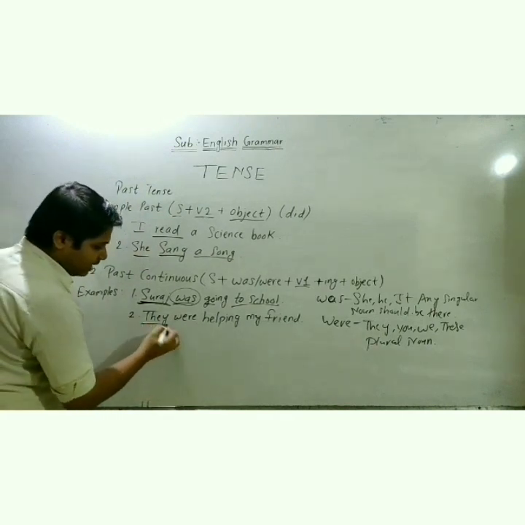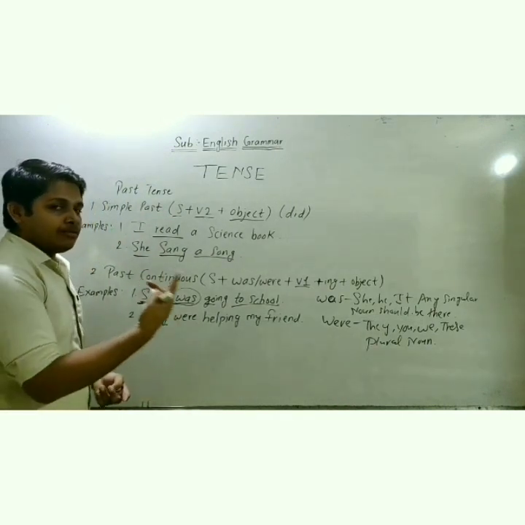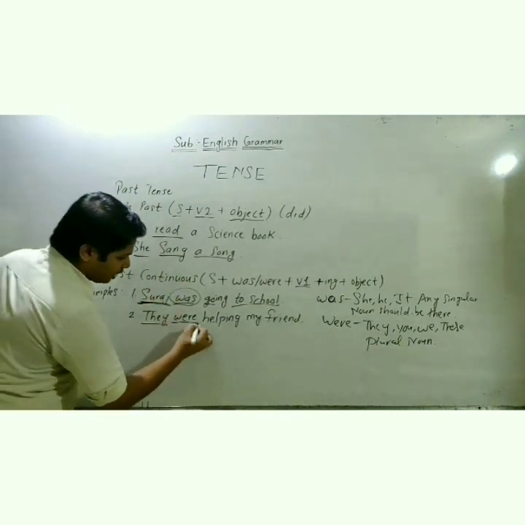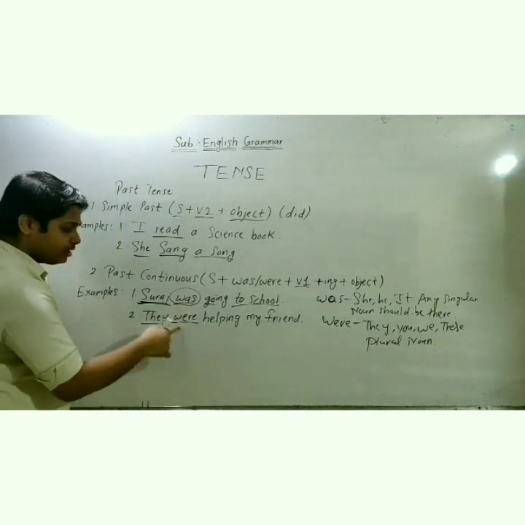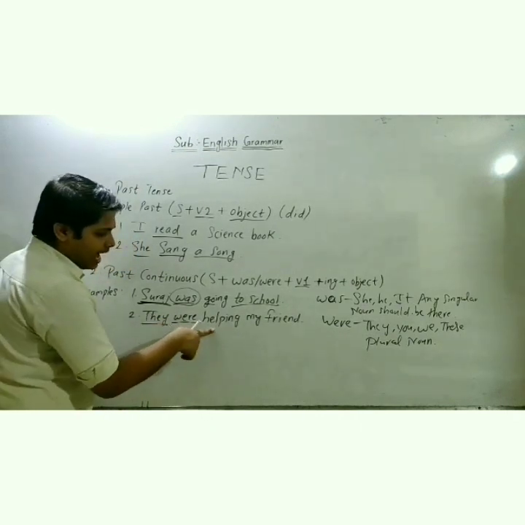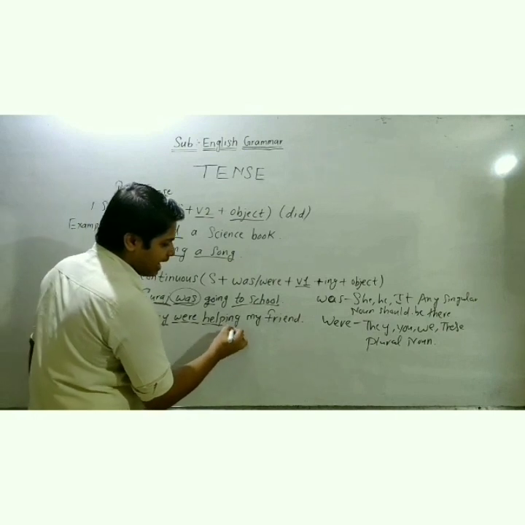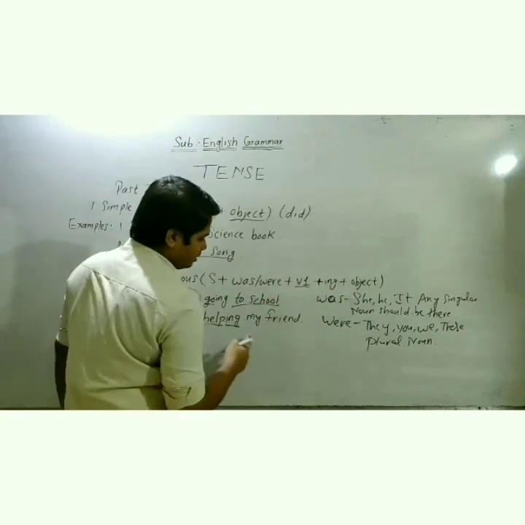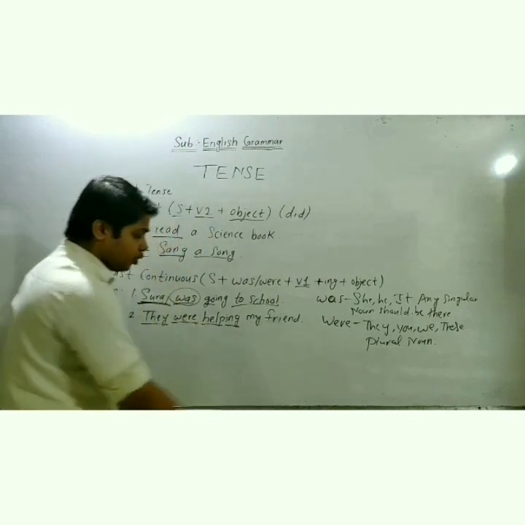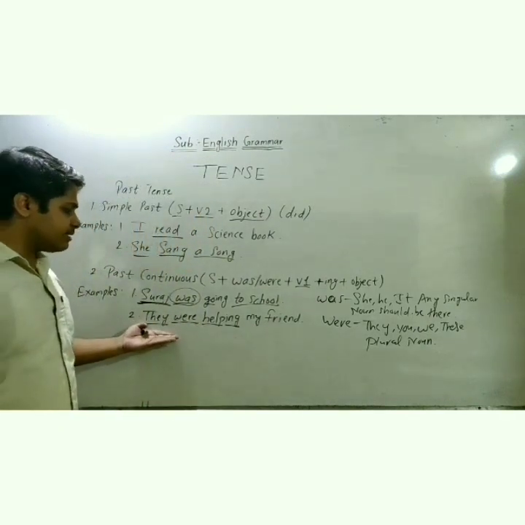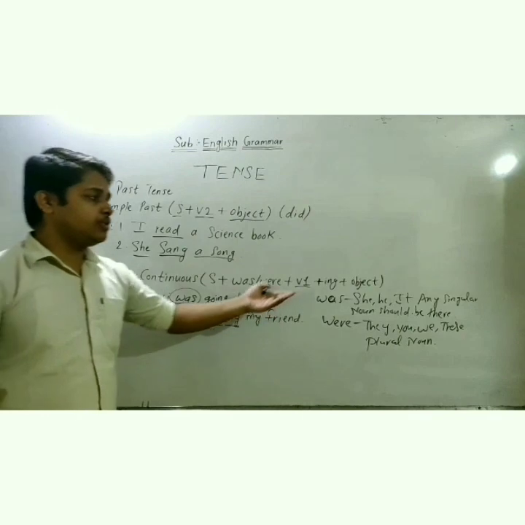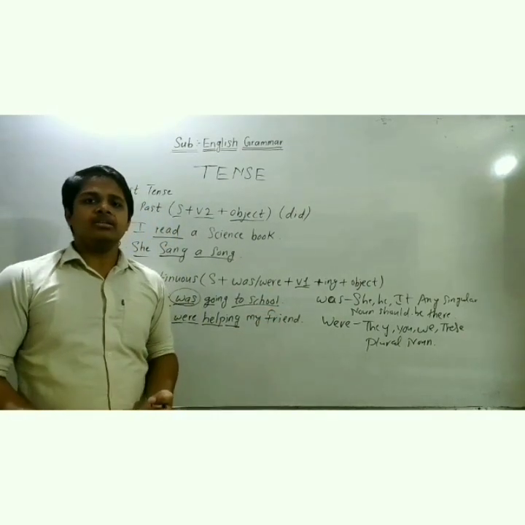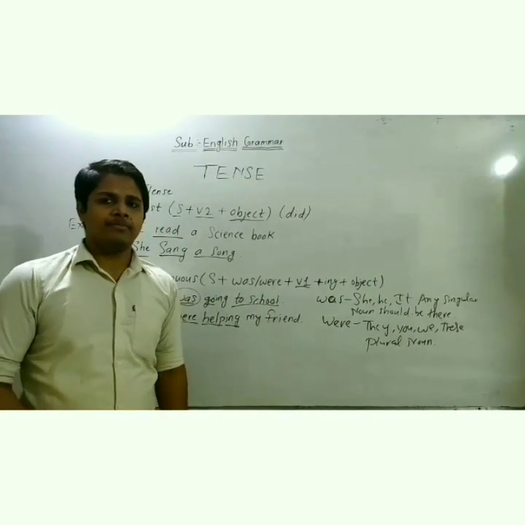They is nothing but more than one person, so we have to use were with they. They were helping. Help is the verb, with ing according to your formula, and the object, that is my friend. So this is the second example of the past continuous tense. Later we will see the third type.